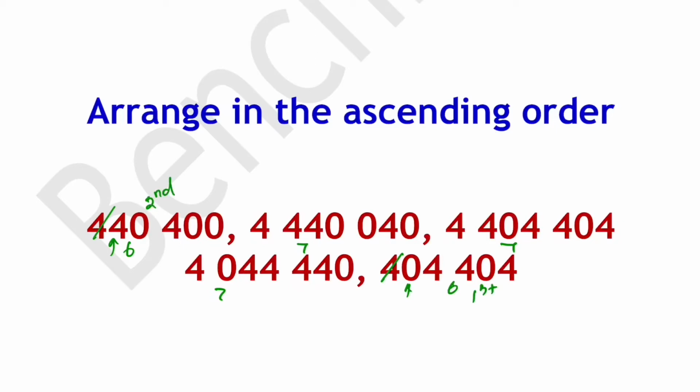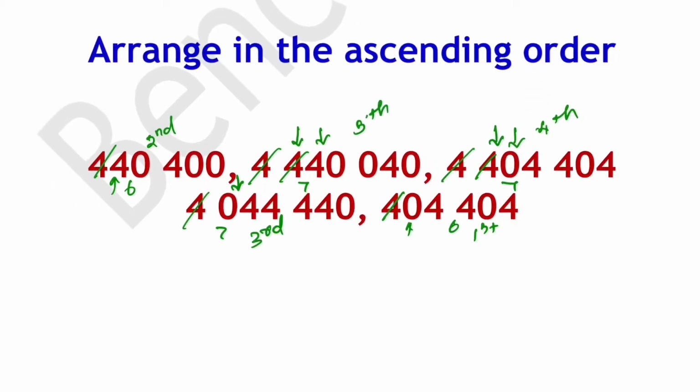Then look at the 3 remaining numbers. Yes, first digit is the same. And then I can compare the next digit 4 with 0. So 0 is lower. So this should be my third number. And out of the 2 remaining numbers, the second digit is also the same. Now I can compare 4 and 0. 0 is lower. So this should be the fourth number and this should be the fifth number.